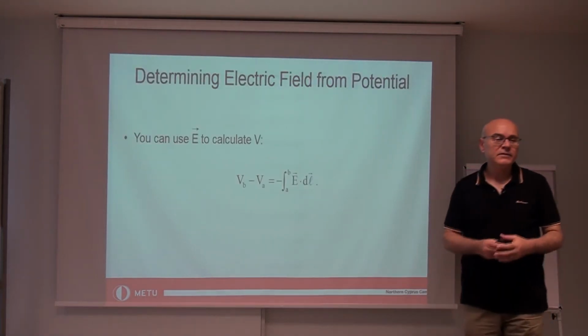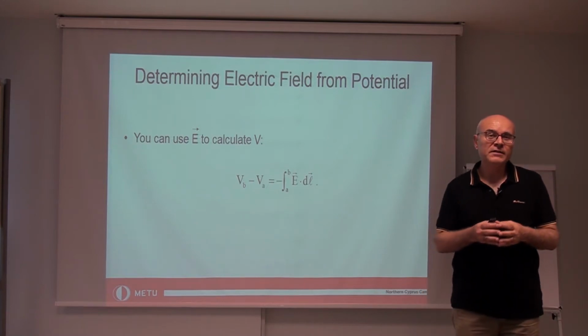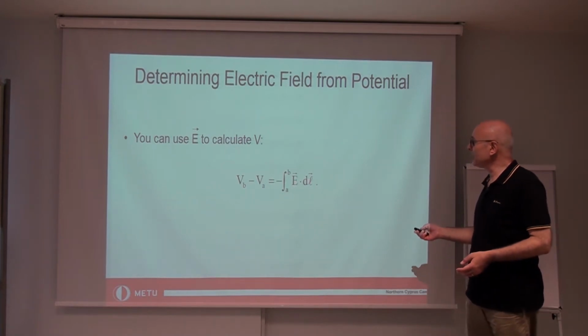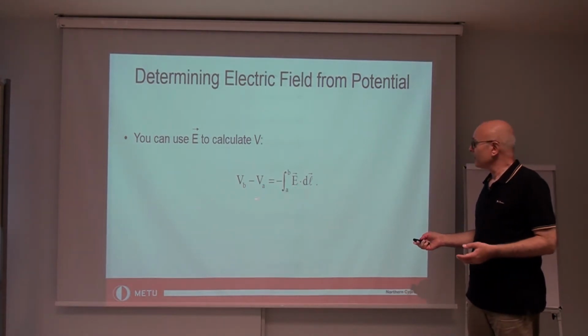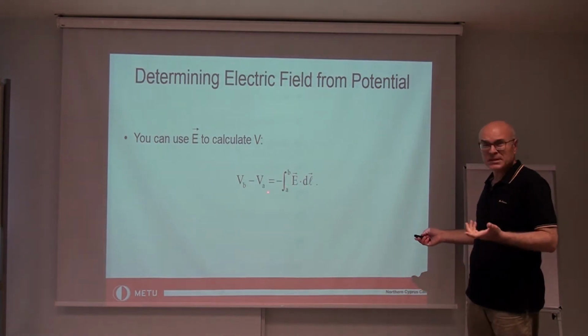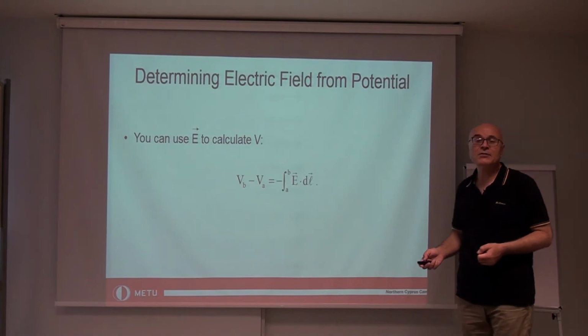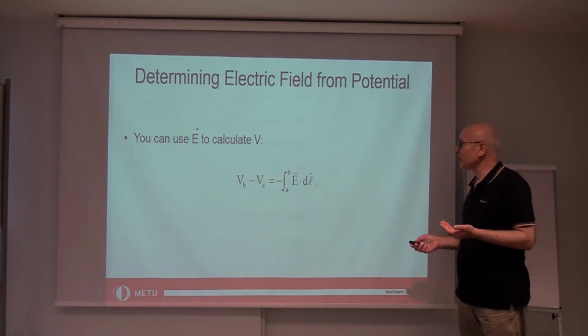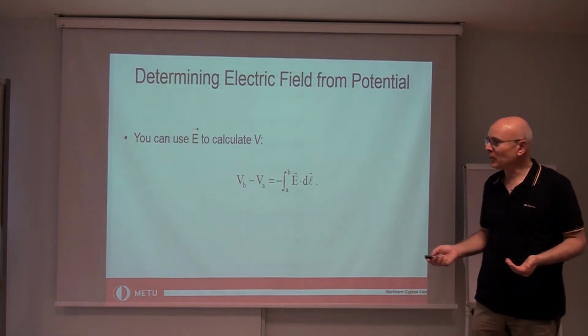Now we have learned how to find the potential if we know the field. So using this relation, if you have the electric field in some region in space due to some source charge, then if you apply this integral, in principle you can find the potential difference between any 2 points. And this is what we have been doing.